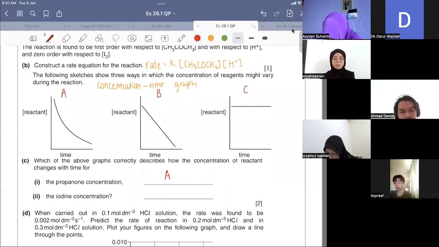The iodine concentration, iodine is zero order. So for a zero order, the concentration decreases in a straight line. The reason for this is because the rate of reaction is the same at any point, at any concentration. Okay, that's the criteria of a zero order. Okay, are we okay so far?